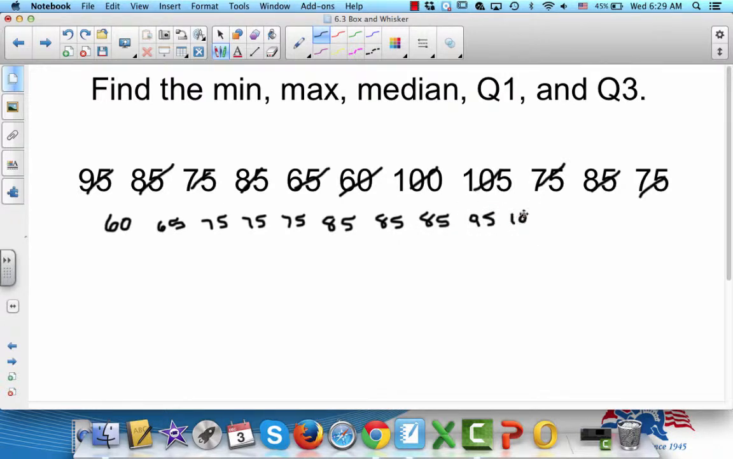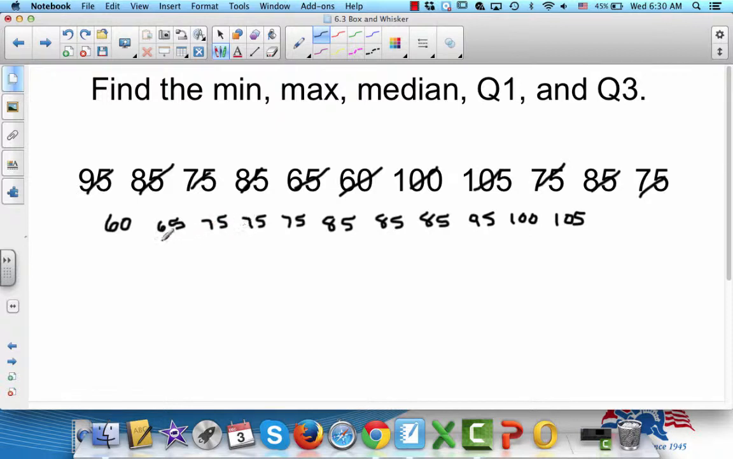Okay, let's make sure we've got the right amount of numbers, that we haven't left anything out. We've got 1, 2, 3, 4, 5, 6, 7, 8, 9, 10, 11 numbers. And over here we've got 11. It's always good to check because you don't want to do all the work and then find out that you've left out a number and it changes everything.